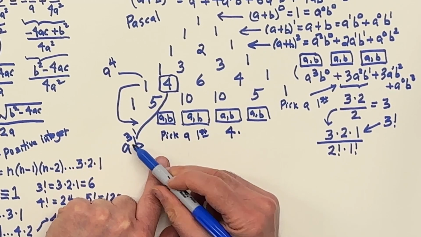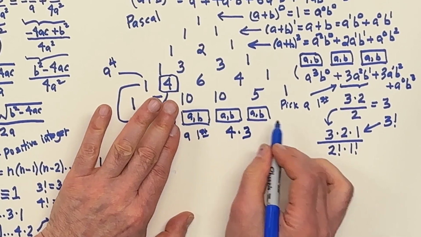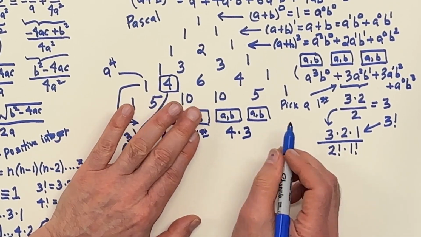And I'm going for 3 apples. So it's 4 ways to pick the first one, 3 ways to pick the second one, and 2 ways to pick the last one.